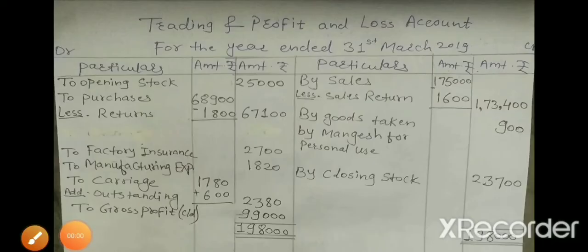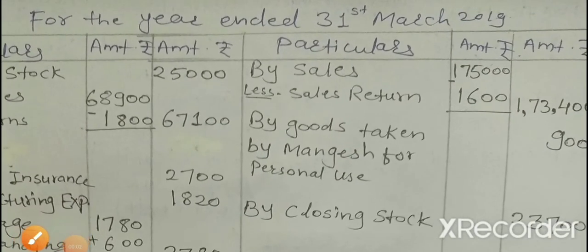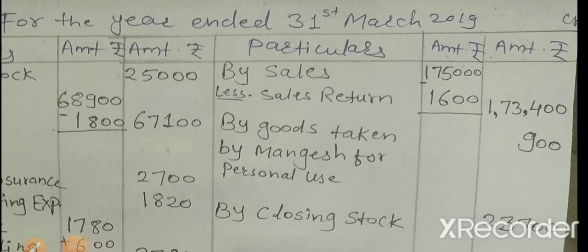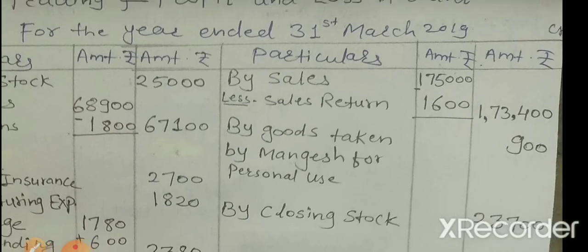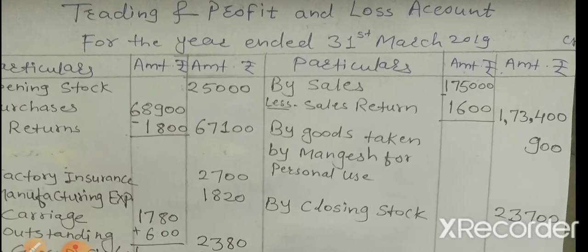Next, now see the credit side of trading account. By sales 1,75,000. From this amount we deducted sales return and net amount is written on outer column 1,73,400. Then by goods taken by Mangesh for personal use rupees 900 and by closing stock rupees 23,700. As per our adjustments we have written it.